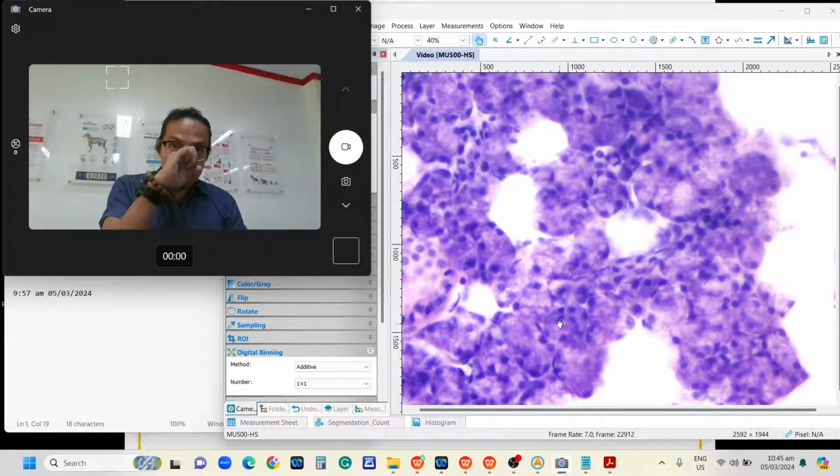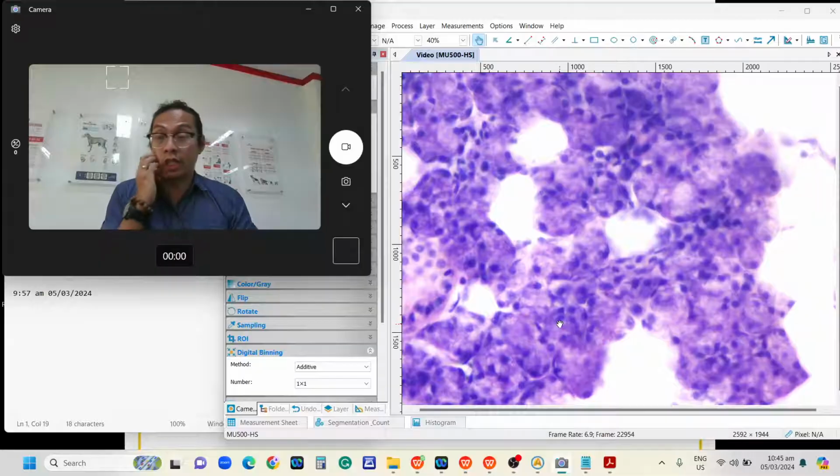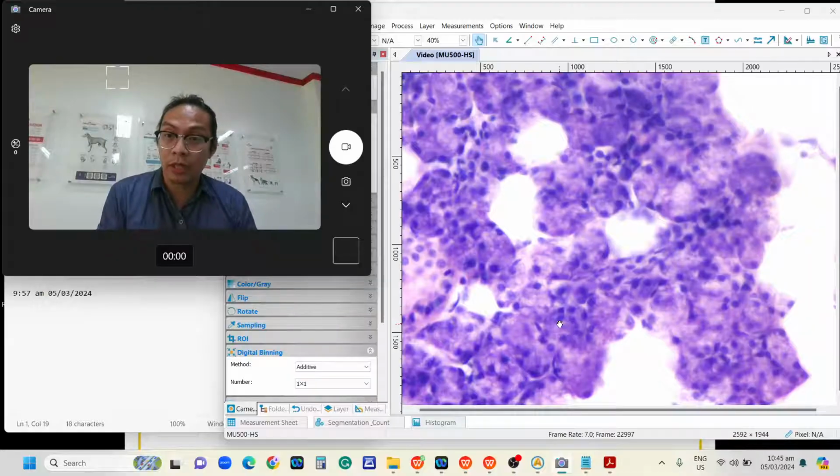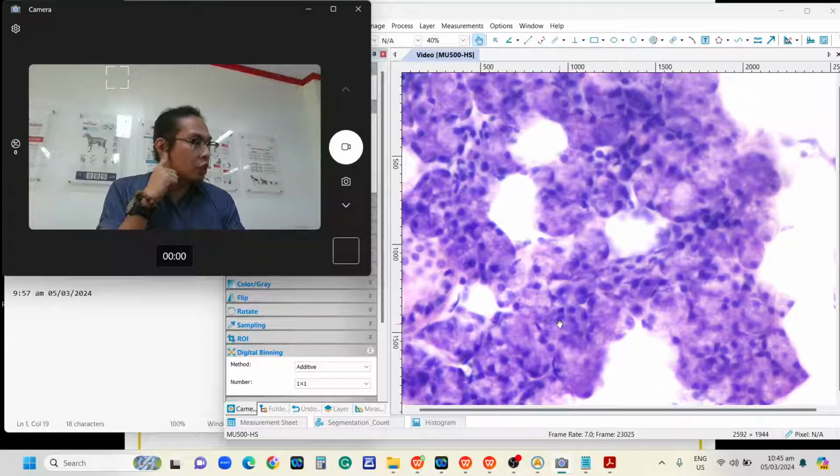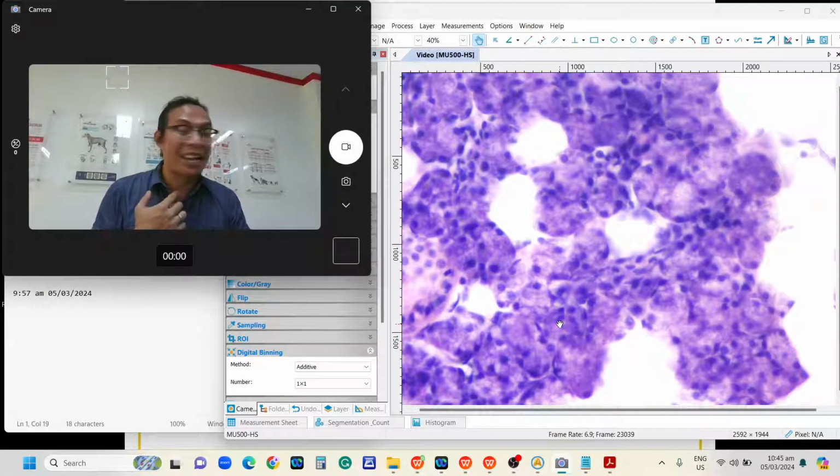Now, not all parotid glands have serous secretion. Okay? In horses, their parotid gland is serous, but in dogs, it is mucous. Okay? So, we might not see the same structure such as this in a human parotid gland.